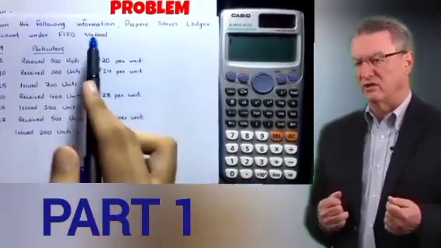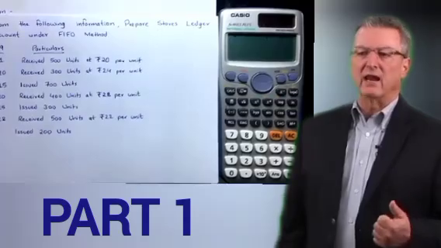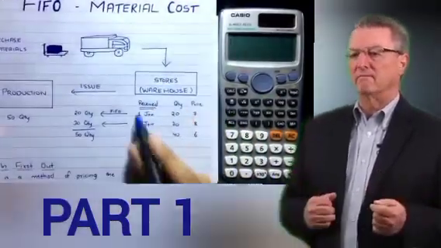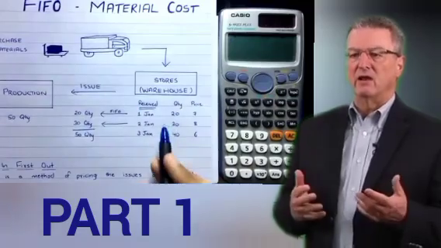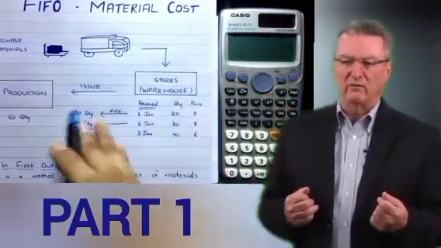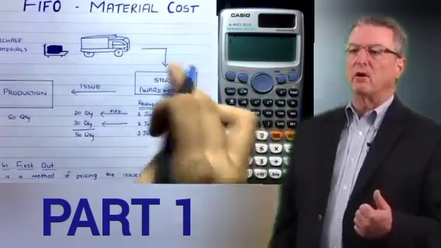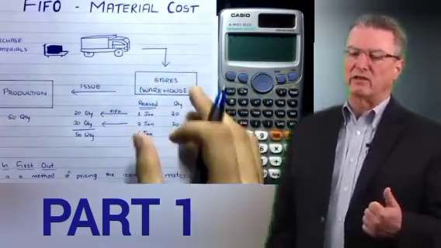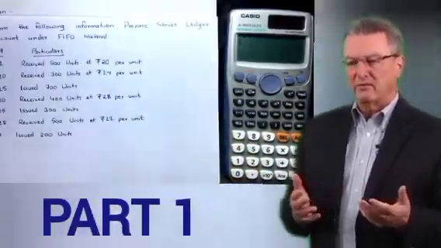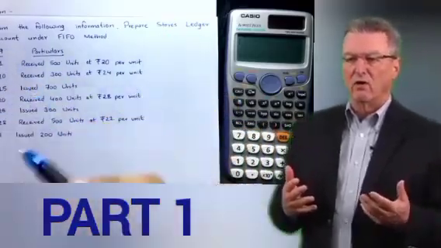See here, from the following information, prepare the store's ledger account under the FIFO method. So now what is this store ledger? Store ledger is an account that is prepared by the warehouse to keep track of materials: how much material has come into the warehouse, how much material has gone out of the warehouse, and how much material they have right now in the warehouse. To keep track of the materials, that store's ledger account is prepared. And in all the problems, we are going to prepare that store's ledger only. It is prepared under different methods.